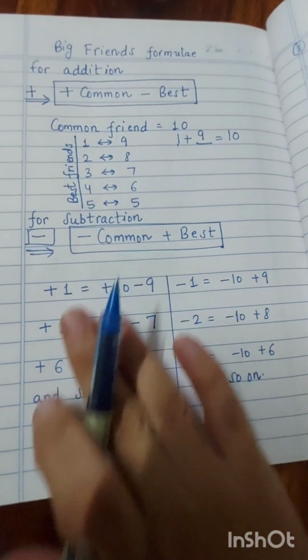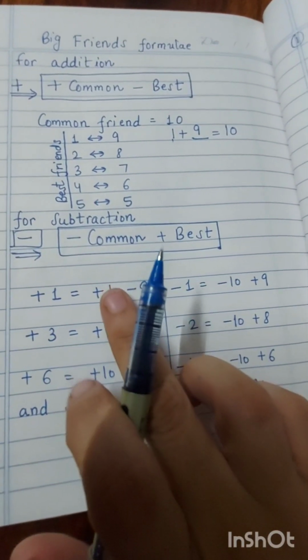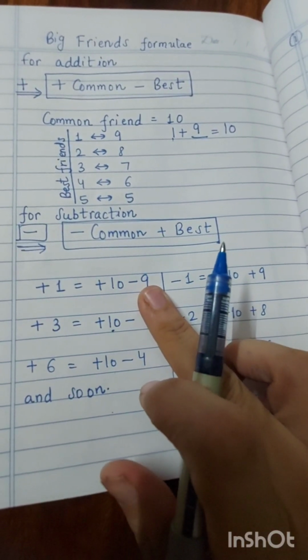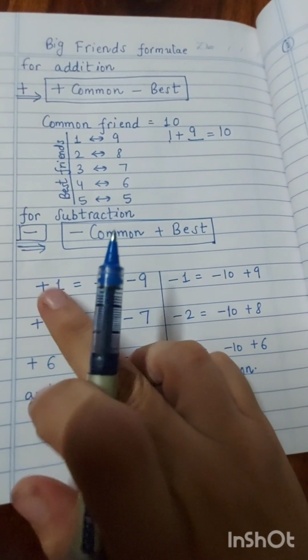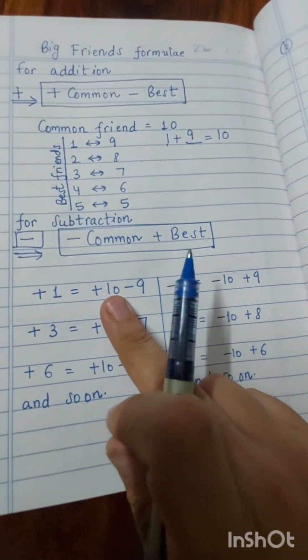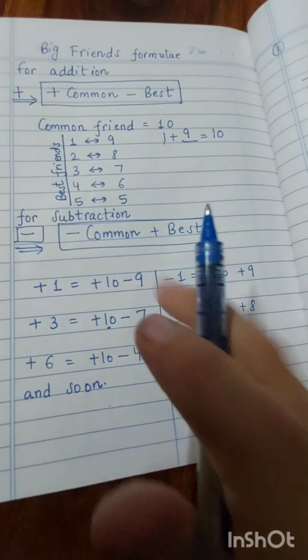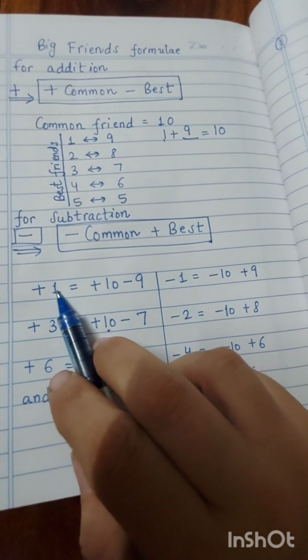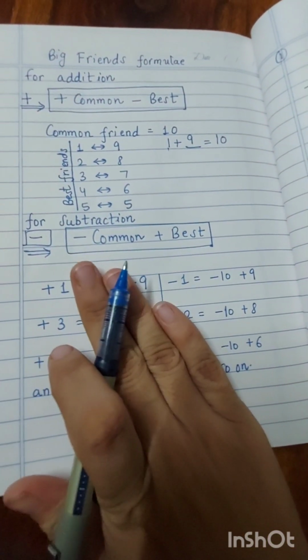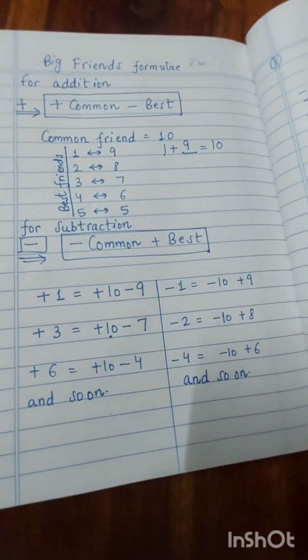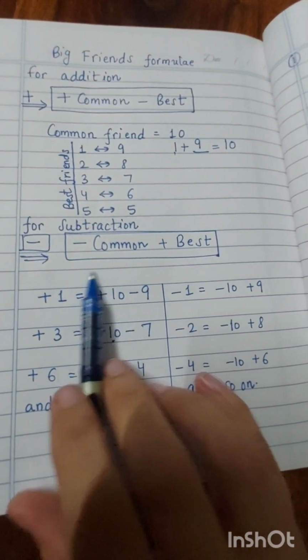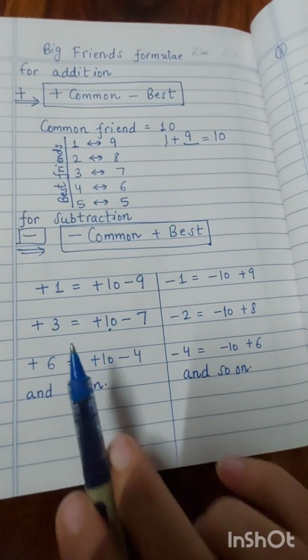Nothing else we have done here. We have just added the common friend and subtracted the best friend of this number. The common friend is the same for all, and the best friend is for this number. So we have to do this when we have to add beads and we don't have beads to add. Then we take the help of big friends in this way.